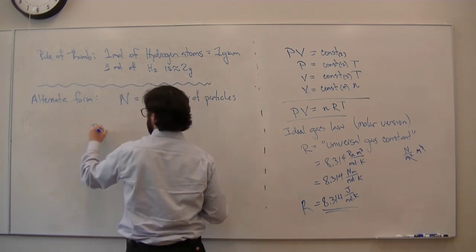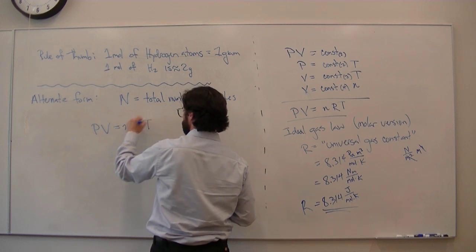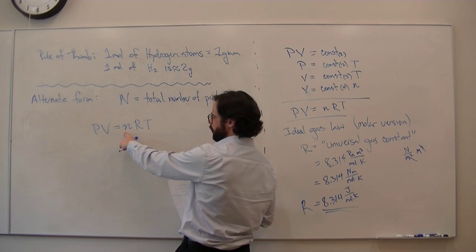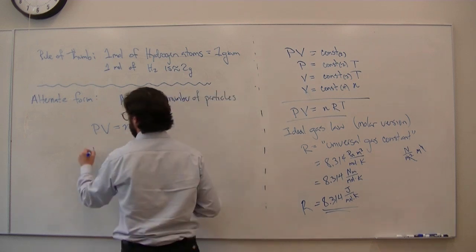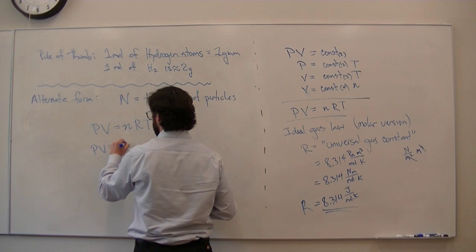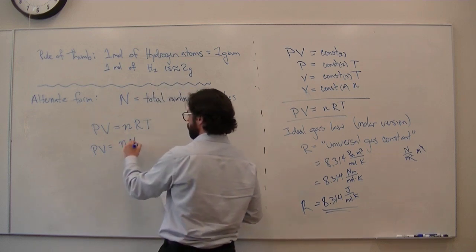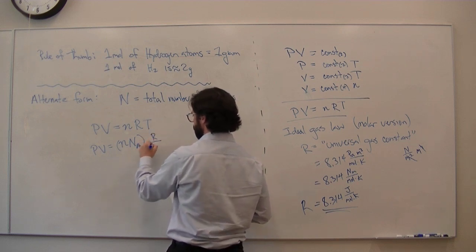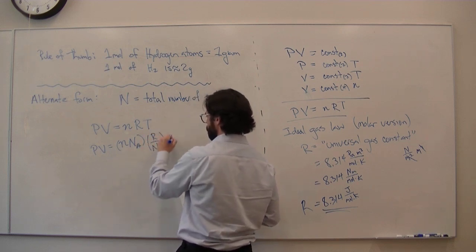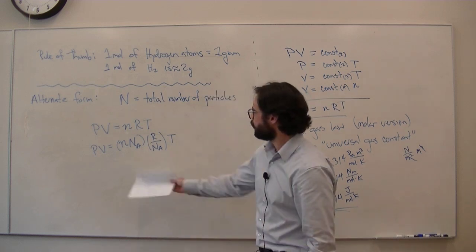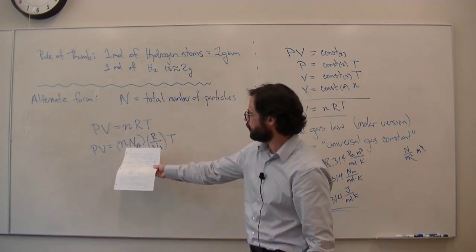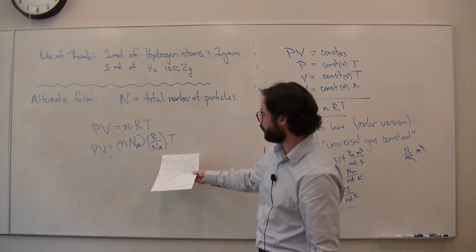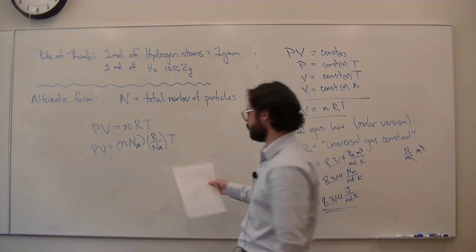So instead of PV equals little n RT, what we do is we multiply by Avogadro's number, which is the number of particles in a mole. So the number of moles times Avogadro's number is equal to the total number of particles, but then to multiply by something and not change our expression, we've got to divide by the same thing. So to turn this into N, the mole number times the number of particles in a mole, we've got to divide the universal gas constant by Avogadro's number.